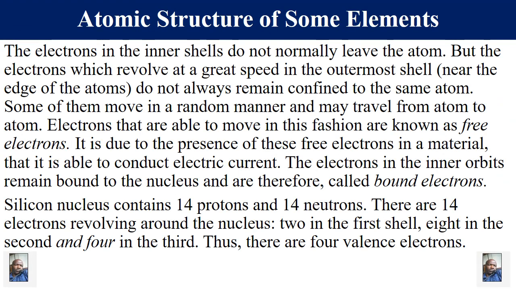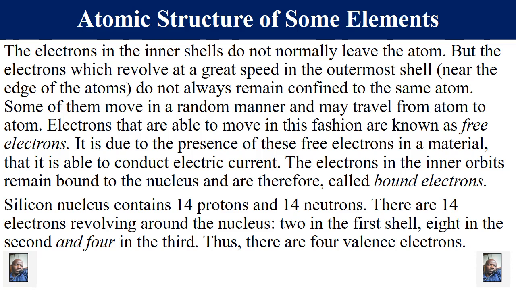We said an atom has orbital shells around its nucleus, and in the orbital shells, that's where we find electrons. According to the number of shells, electrons in the innermost shells do not leave the atom, but it is the electrons in the outermost shell that, if they acquire energy, escape to nearby atoms. It is these electrons that contribute to electric current.